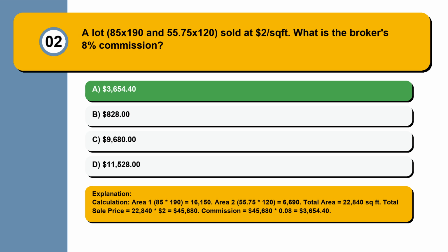Calculation. Area 1, 85*190 equals 16,150. Area 2, 55.75*120 equals 6,690. Total area equals 22,840 square feet. Total sale price equals $22,840 * $2 equals $45,680. Commission equals $45,680 * 0.08 equals $3,654.40.